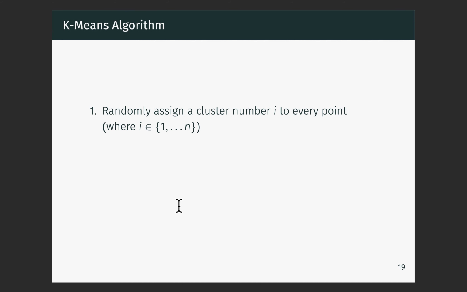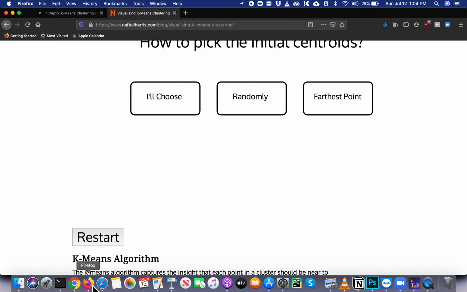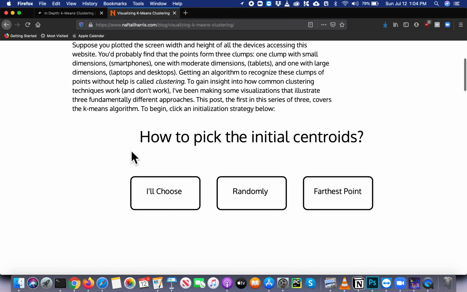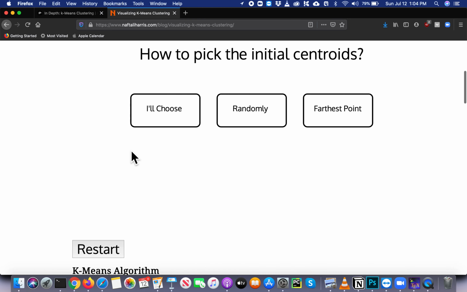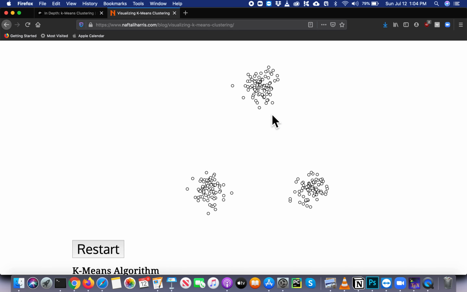Let's now come to the algorithm. It's a really simple algorithm. We'll walk through this. In fact, let's just take a demo of this algorithm and then see. Okay, so we'll choose initial centroids and let's pick Gaussian mixture.